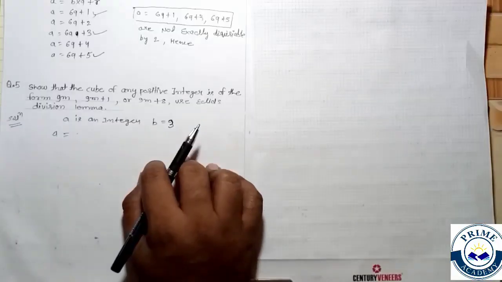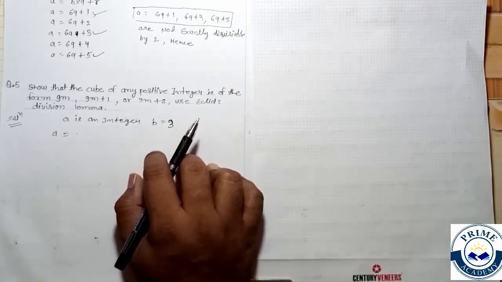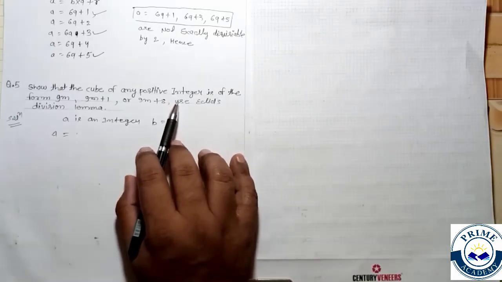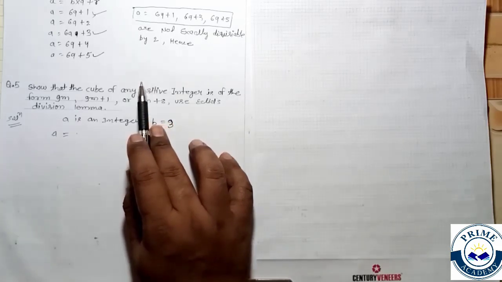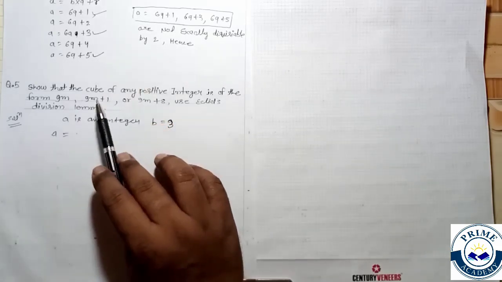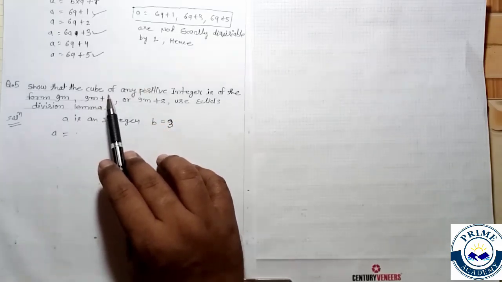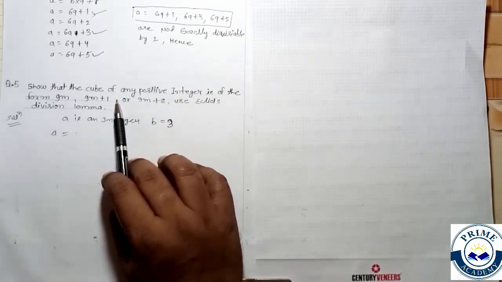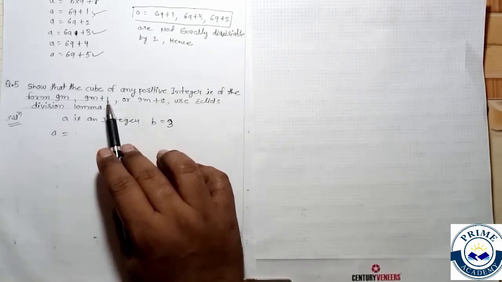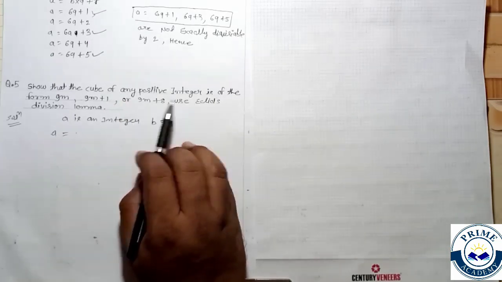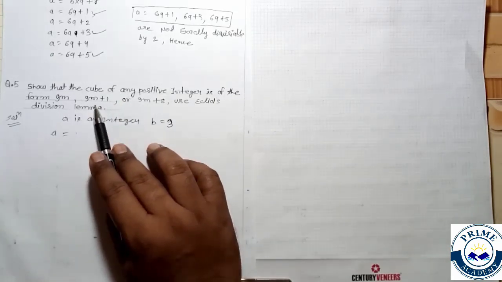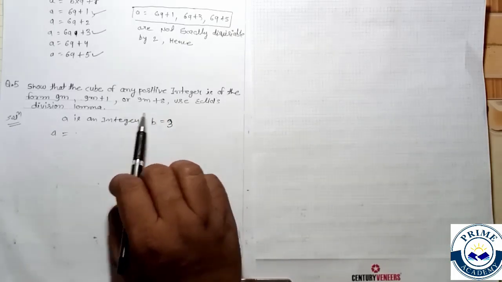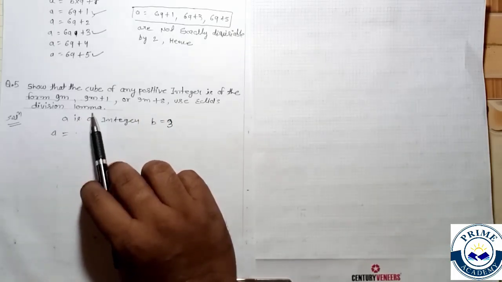Now move on to the next question, question number 5. This is the last question of exercise number 1.1. Here we have already found the square of any positive integer. Now this question is regarding the cube of any positive integer being in the form of 9m plus 1 or 9m plus 8, right? We have to show that by using the Euclid division lemma.